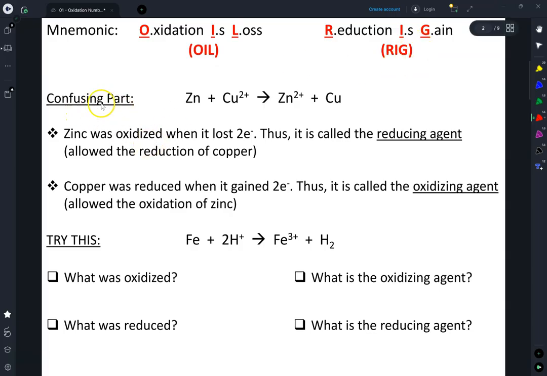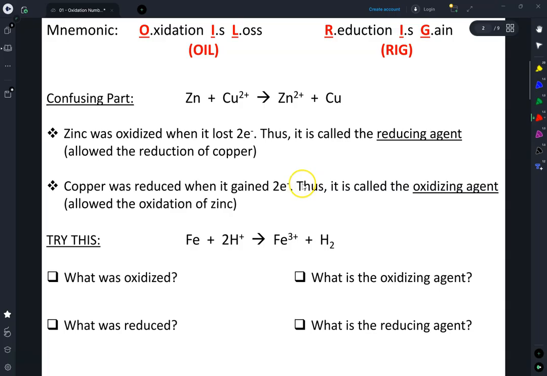Now, here's the confusing part. When zinc loses 2 electrons, we say it's been oxidized. Meanwhile, when copper is gaining 2 electrons, we say it's been reduced. But like I said before, you can't have one without the other. As soon as someone's being oxidized, someone else must be reduced. So when zinc is oxidized, we call it the reducing agent because it caused the copper to be reduced. Meanwhile, copper is the exact opposite. It was reduced, but we call it the oxidizing agent because it causes the zinc to be oxidized.